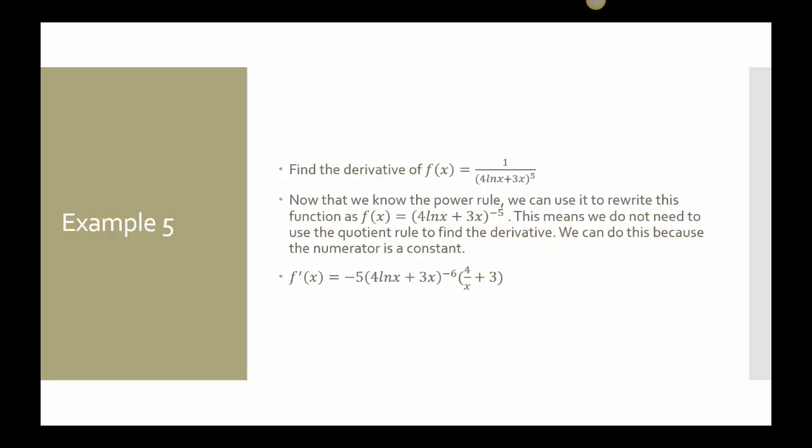And here's a case where we can get rid of the quotient rule. Because the numerator is just this constant 1, I'm going to rewrite it as 4 ln of x plus 3x to the negative 5th power and just use the chain rule and skip the quotient rule altogether. So using the chain rule, I'm going to bring that negative 5 down. It's 4 ln of x plus 3x. When I subtract 1, it's negative 6.